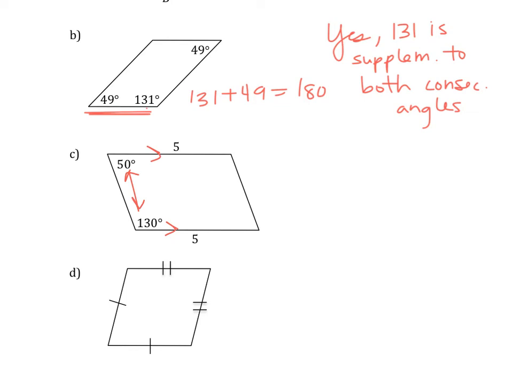Okay? So because these two are supplementary, we can say these are parallel. So now we have a pair of sides that is parallel and congruent. Therefore, that is a parallelogram. Because one pair of sides is parallel and congruent. Okay?